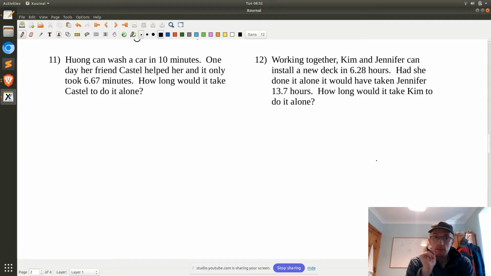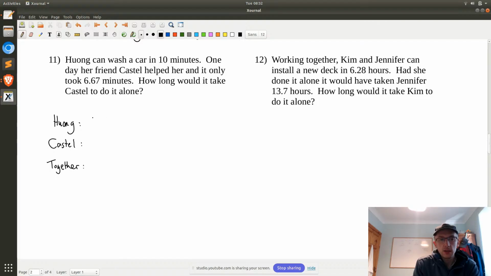Huang, I believe, can wash a car in 10 minutes. One day, her friend Castell helped her, and it only took 6.67 minutes, so like 6 2/3 of a minute, roughly. How long would it take Castell to do it alone? So we write Huang, we write Castell, we write together.